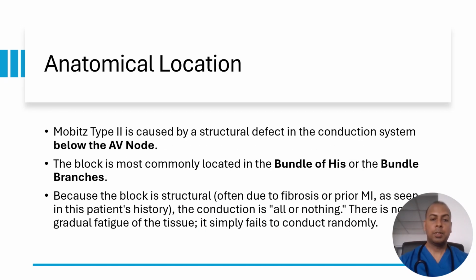All right, in terms of anatomical location, the Mobitz type 2 AV block is caused by a structural defect in the conduction system below the AV node. The block is most commonly located in the bundle of His or the bundle branches. Because the block is structural, often due to fibrosis or MI, like was present in our patient, the conduction is all or nothing. There is no gradual fatigue of the tissue, it simply fails to conduct randomly.